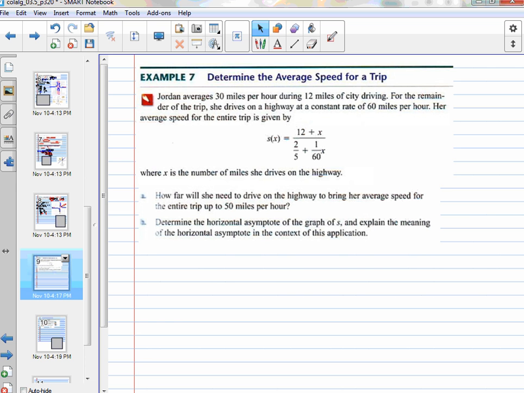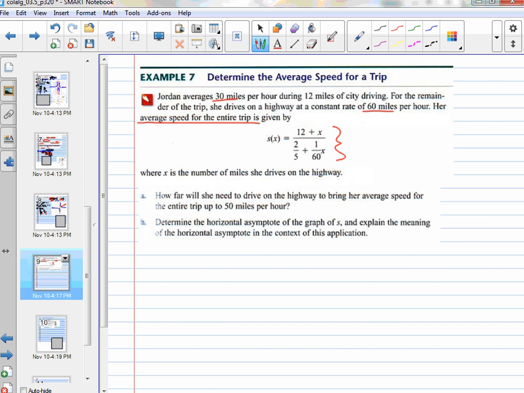So how do I use rational functions? Jordan averages 30 miles an hour during 12 miles of city driving. For the remainder of the trip, she drives on a highway at a constant rate of 60 miles an hour. So her average speed for the entire trip is not adding 30 and 60 and dividing by 2, because she's going different distances at those speeds. So here's the equation that gives the average speed.